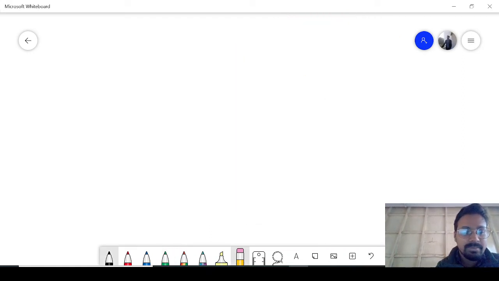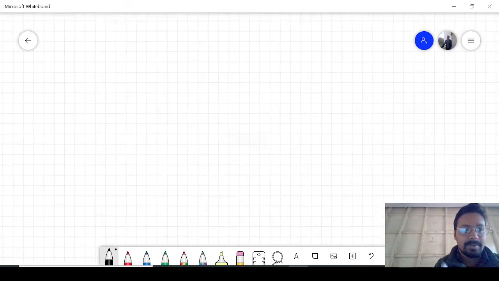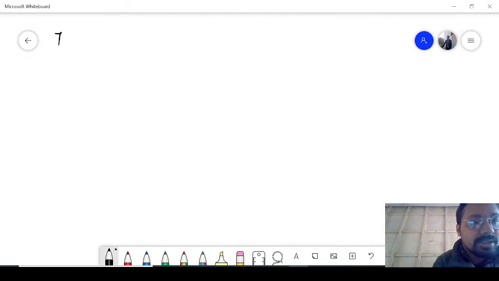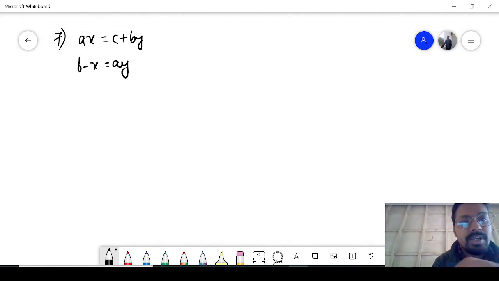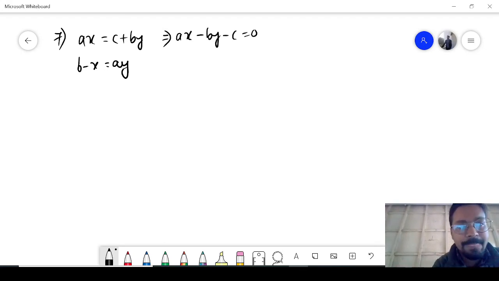Okay, for another sum, now let us do question number 7. Question number 7 says ax equal to c plus by, and we have b minus x equal to ay. So again the thing remains the same. It will be ax minus by minus c equal to 0. Bring everything to the left hand side. Here we have minus x minus ay plus b equal to 0.